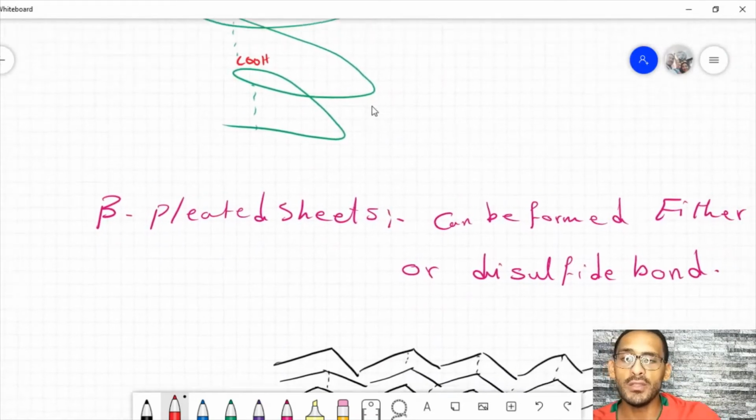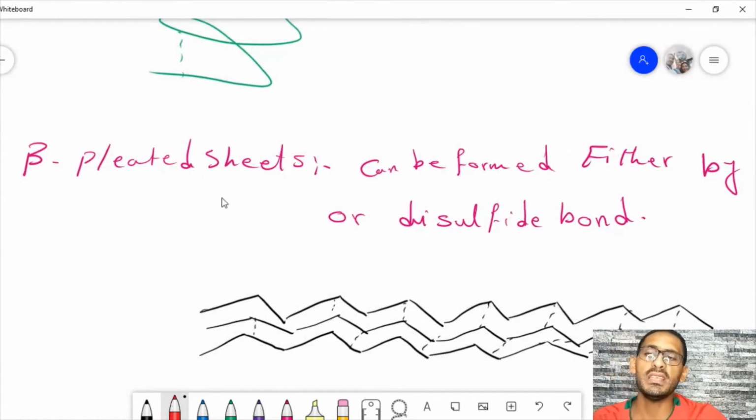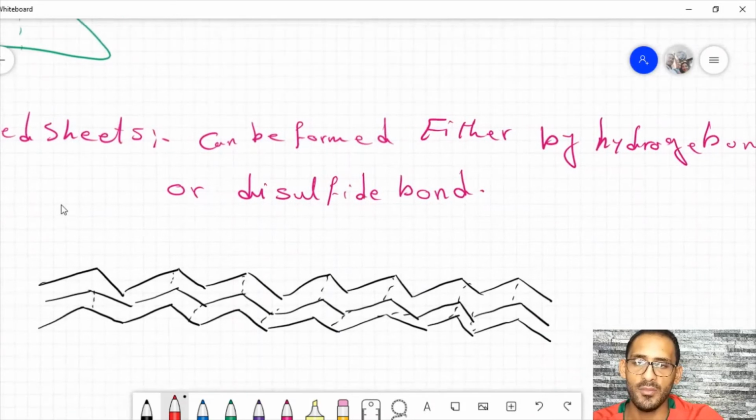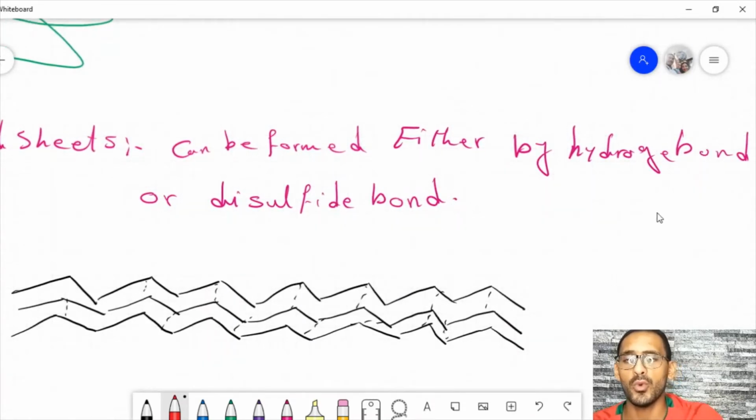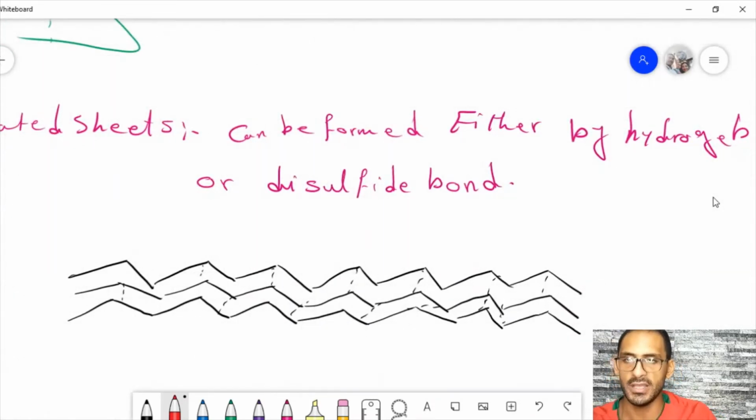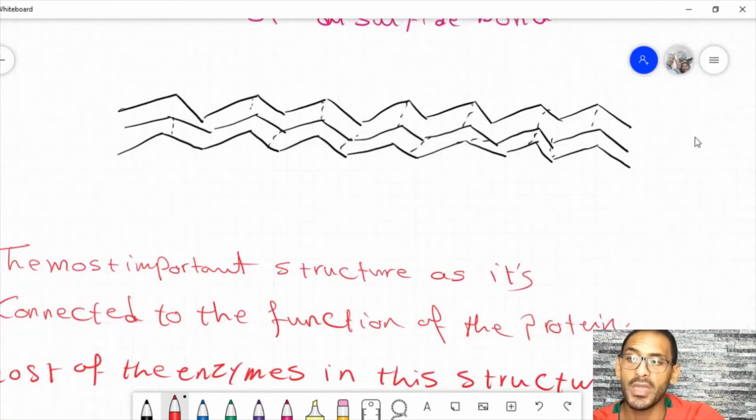Now, the other one is the beta pleated sheet, and it can be formed either by hydrogen bonds or disulfide bonds. It's like a sheet, layer over layer over layer of each other, and it is so nicely shaped.